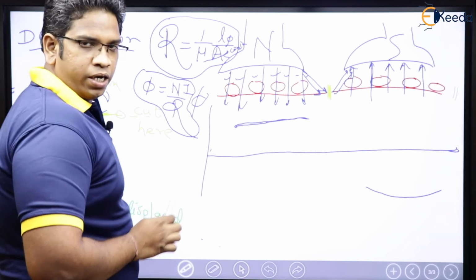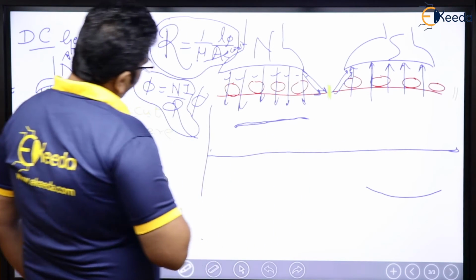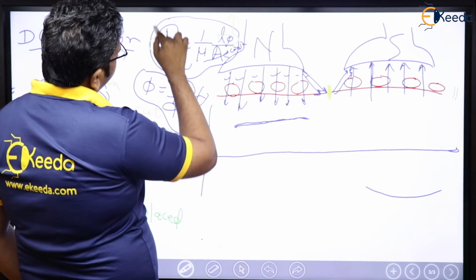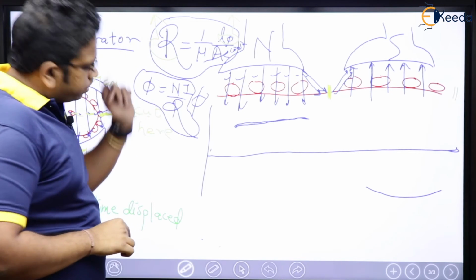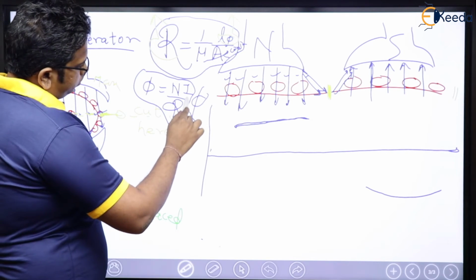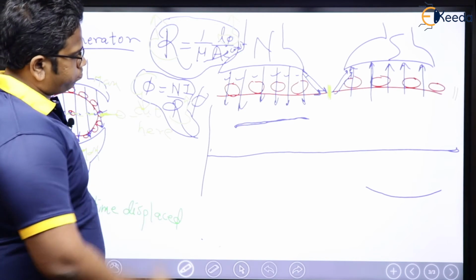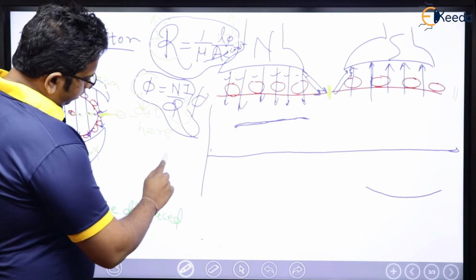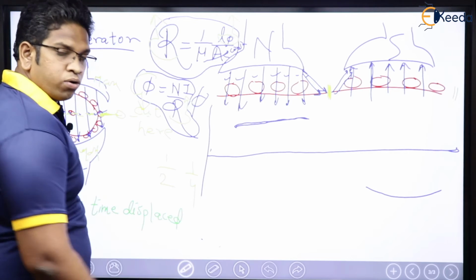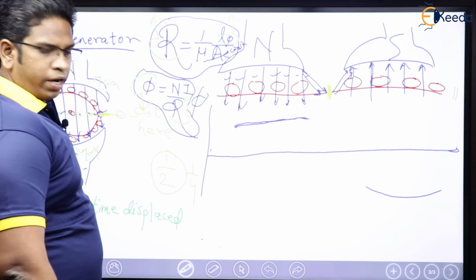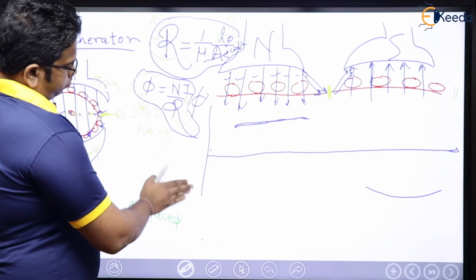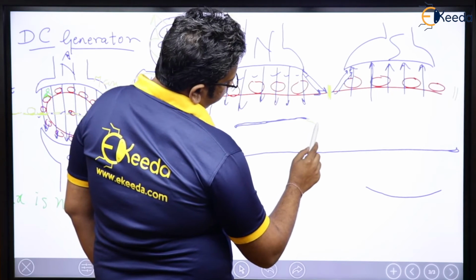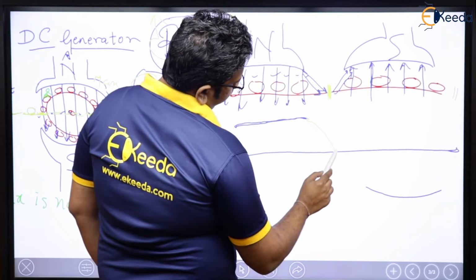Agreed? The moment this length increases, what is going to happen? Reluctance is also going to increase. Reluctance is increasing, which means flux is going to reduce. The denominator is increasing, so the whole number is going to reduce. Right? When I talk about 1 by 2 and 1 by 4, which is greater? 1 by 2 is greater, right? So flux is going to reduce here like this, and finally here it will become zero.